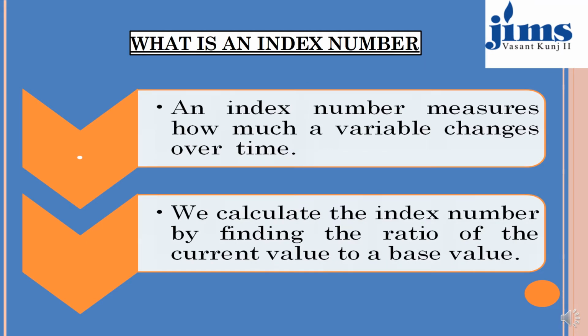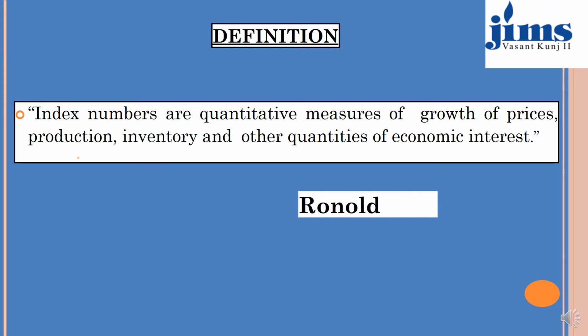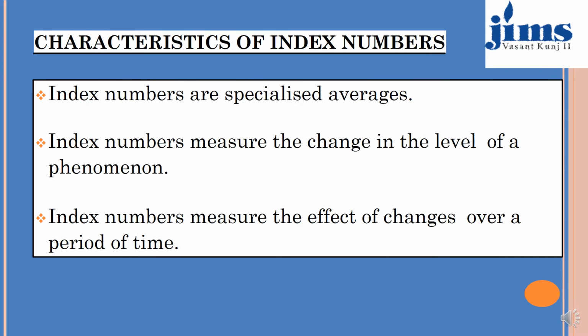Now, what is index number? An index number is the measure of how much a variable changes over a period of time. We calculate the index number by finding the ratio of the current value with the base value. We will consider a base value, and on that basis, we can find out the index numbers. The definition of index number given by Ronald is that index numbers are quantitative measures of growth of prices, productions, inventories, and other quantities of economic interest.